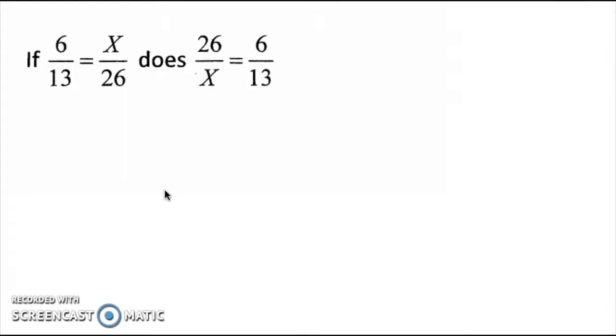Number 7, if 6 over 13 equals x over 26, does 26 over x equal 6 over 13? That is going to be no. And the way you can tell is look at the diagonals. The first one, we have 6 times 26 and 13 and x. Here, if you multiply, we have 26 times 13 and x times 6, so they are not proportional with each other. So this is going to be no.